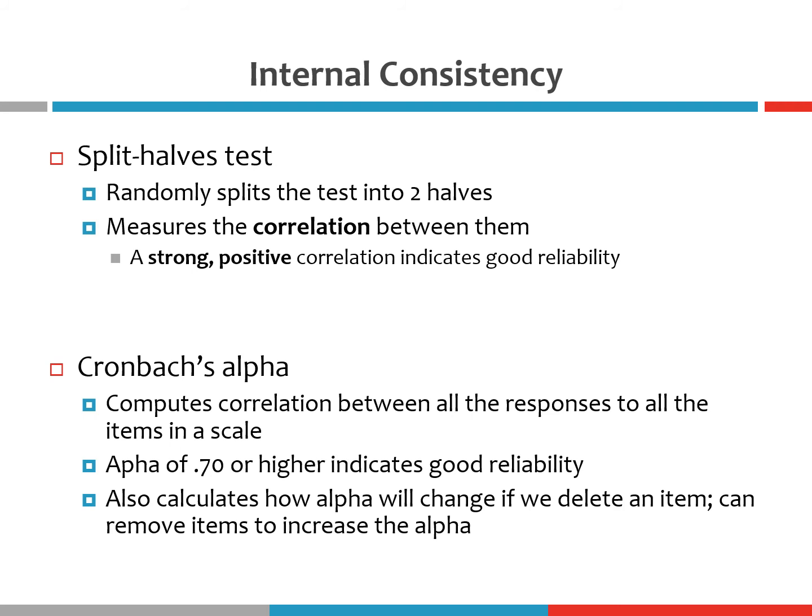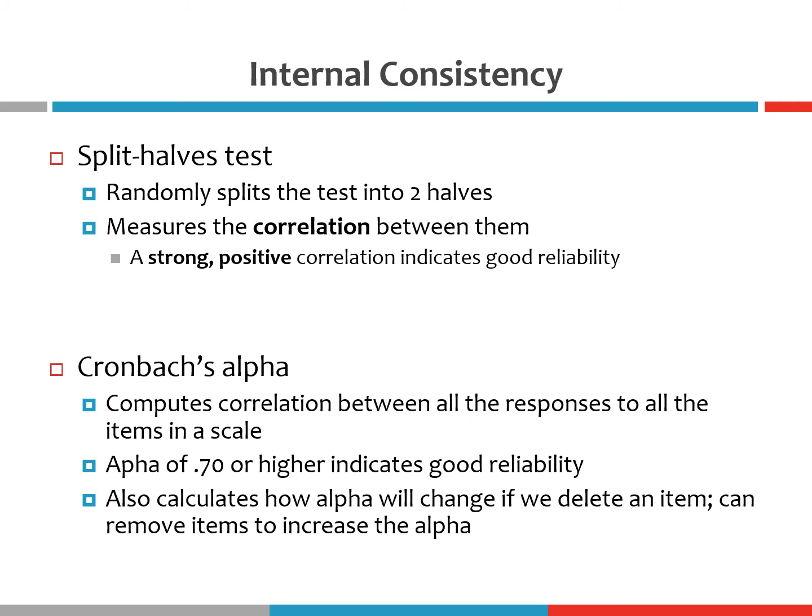One of the neat things about Cronbach's alpha is you can also calculate how alpha will change if you delete one of the questions on the scale. This is all done electronically with things like SPSS, the statistics package that we're going to be working with later in the semester. You can get a value of alpha that will tell you what your Cronbach's alpha, or measurement of internal consistency, will be if you drop one of your questions.